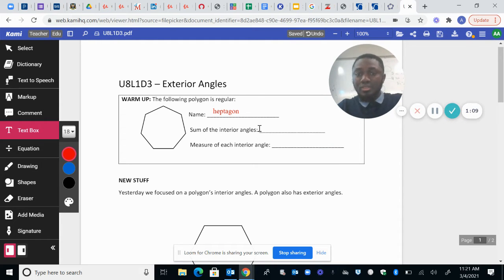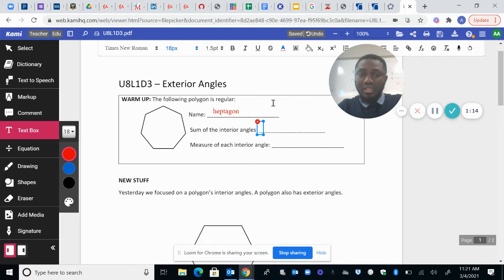So the sum of the interior angles is gonna be what? We're gonna use the formula n minus 2 times 180. Since our n is 7, because it's a seven-sided figure, n is 7 minus 2, then times 180. 7 minus 2 is just 5. Then you multiply 5 by 180, and the outcome should be 900 degrees.